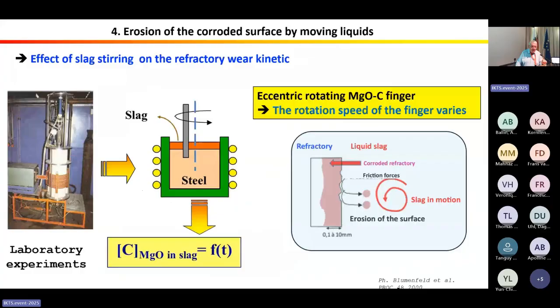Now, concerning the erosion of the corroded surface by moving liquid. What is the effect of slag stirring on the refractory wear kinetics? It's very important to quantify this effect. So we use a corrosion laboratory test. We measure the evolution of the magnesia in slag, but if we observe, we have an eccentric rotary magnesia carbon finger. That means that the rotation speed of the finger varies.